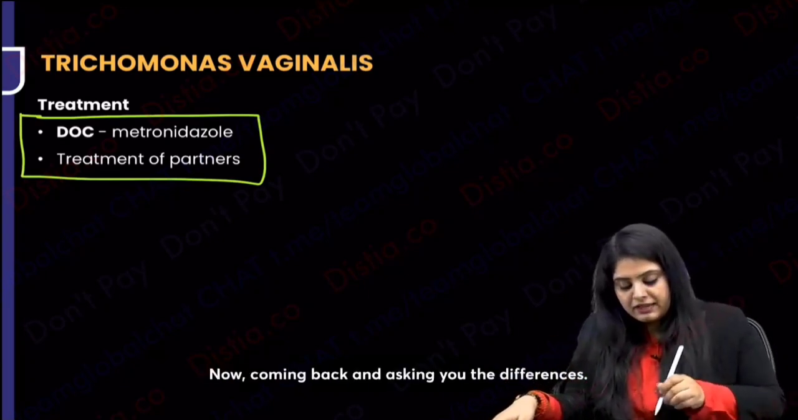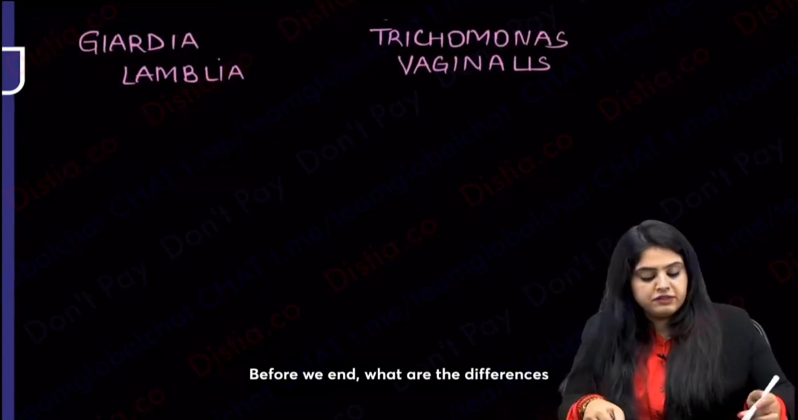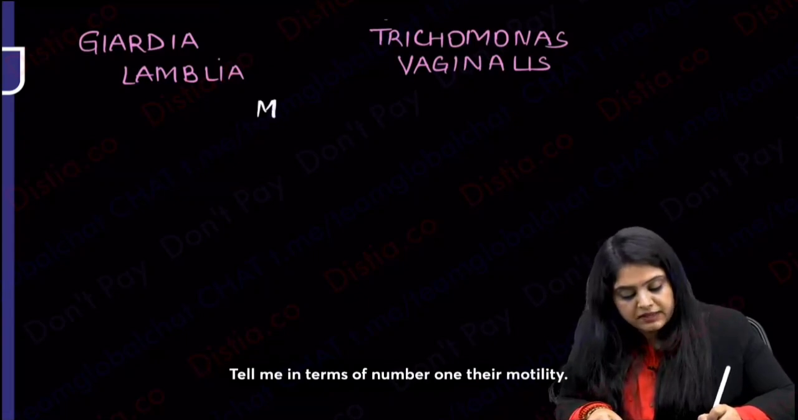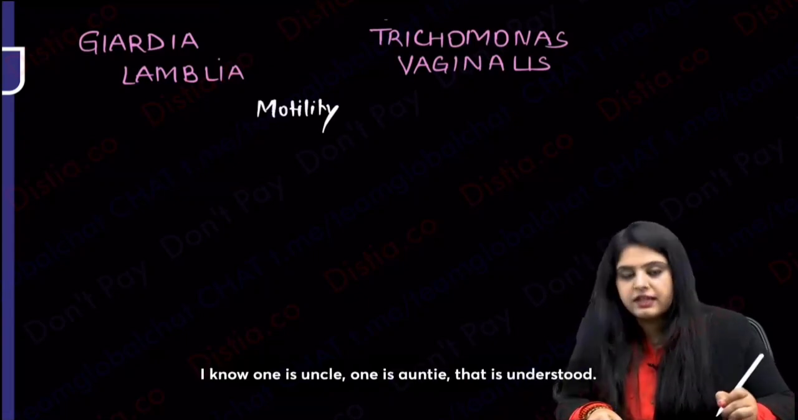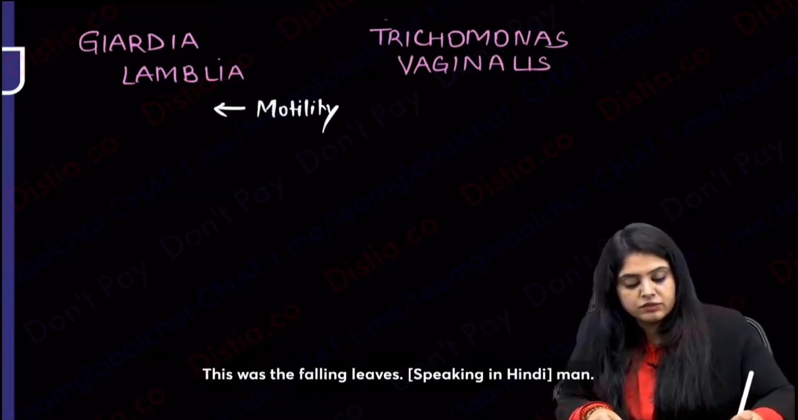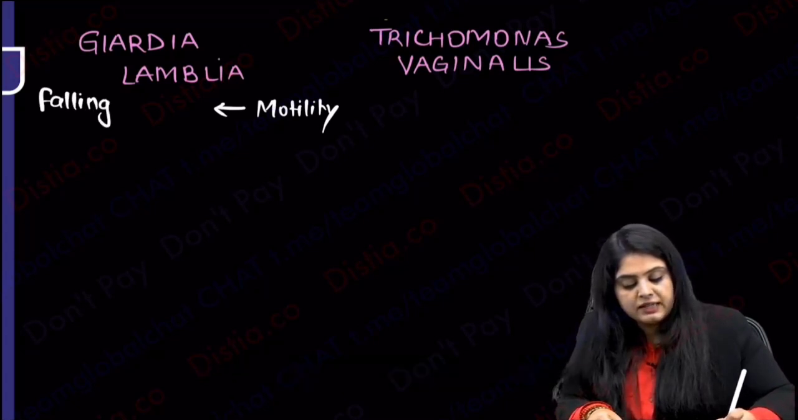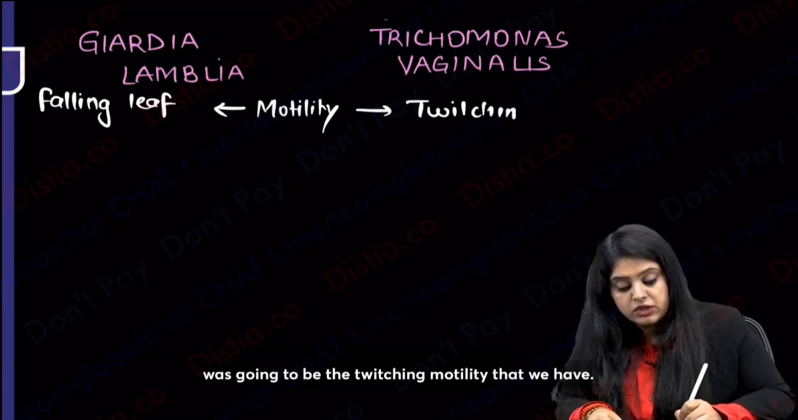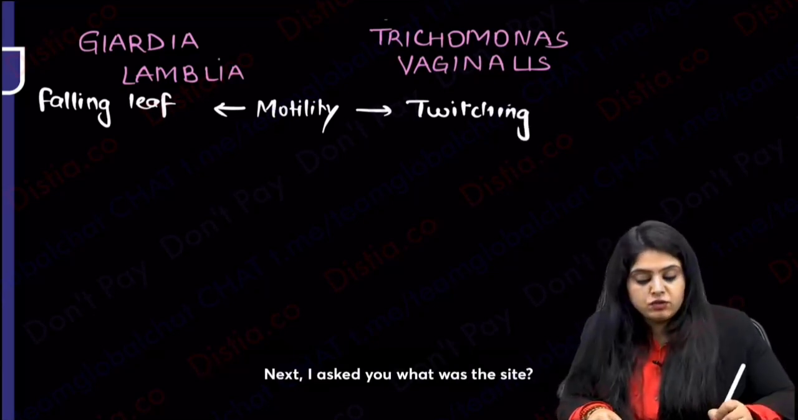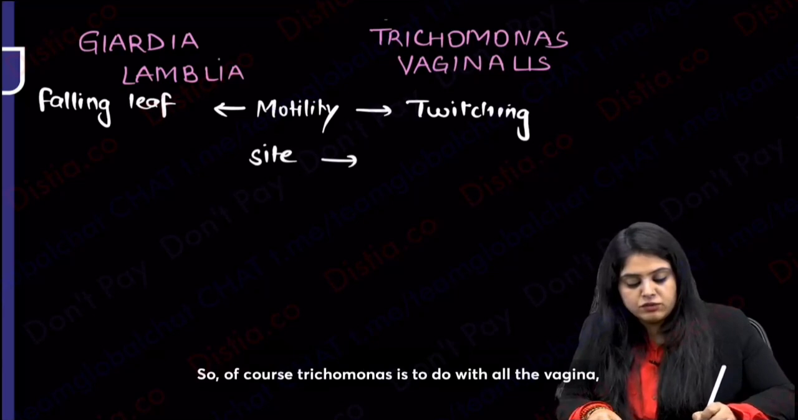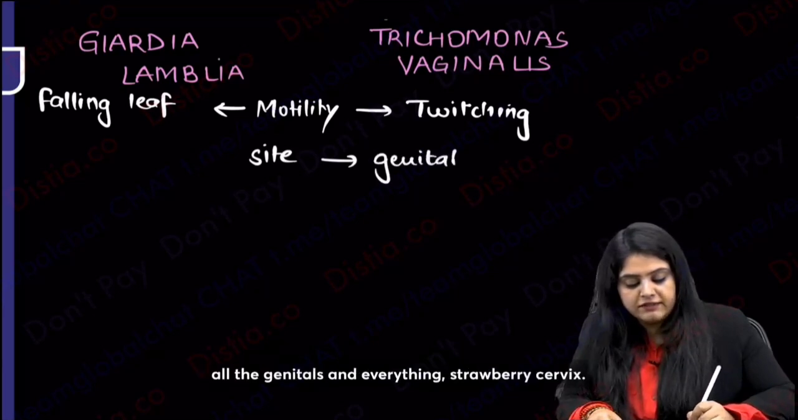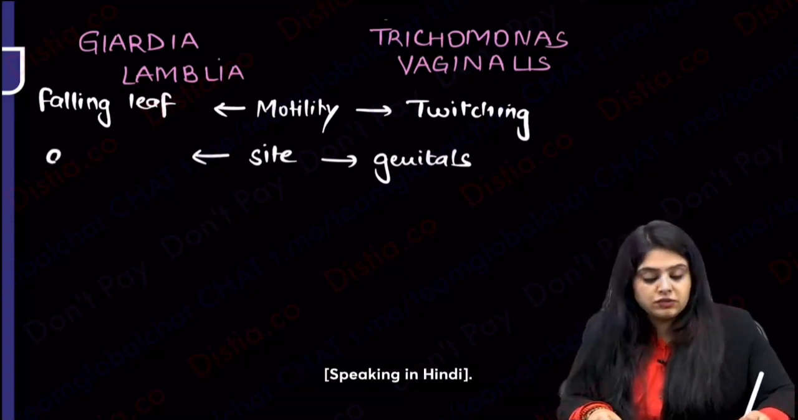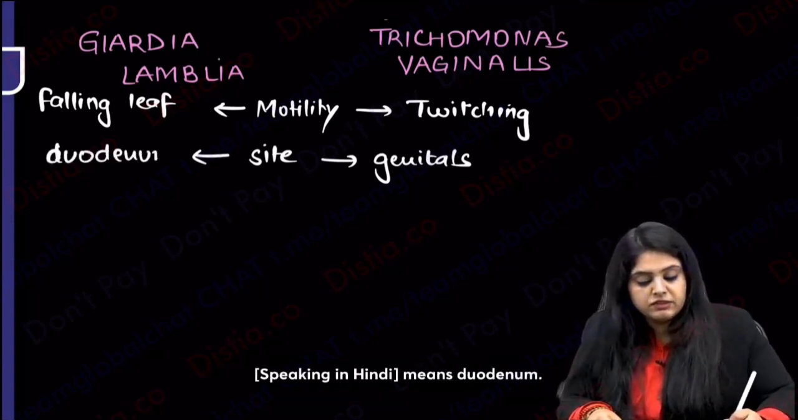Now coming back and asking you the differences before we end. What are the differences that you studied for Giardia lamblia and Trichomonas? Tell me in terms of number 1, their motility. I know one is uncle, one is auntie, that is understood, but their motility is what? This was the falling leaf, and Trichomonas vaginalis was going to be the twitching motility that we have. Next, I asked you what was the site. So, of course, Trichomonas is to do with all the vagina, all the genitals and everything, strawberry cervix, whereas the grand old man was what? Dadaji. So, that was going to be there in the Dadaji means duodenum.